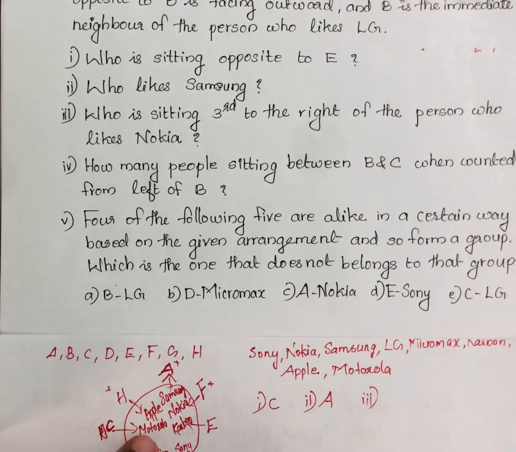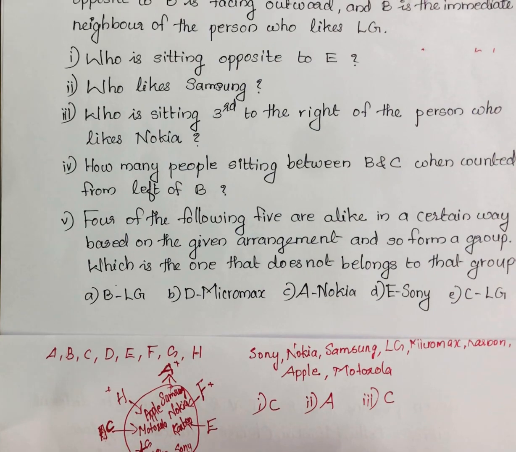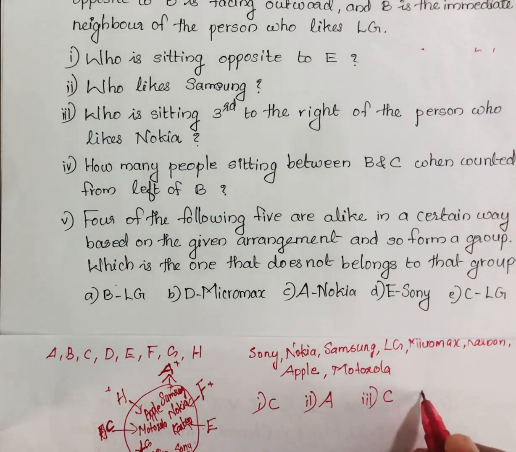Then third question, who is sitting third to the right of the person who likes Nokia? Nokia is F. Who is sitting third to the right of the person who likes Nokia? 1, 2, 3. C is third right of that person. Then how many people are sitting between B and C when counted from the left side of B? B facing outside, left side of B is this side. C is here. So 1, 2, 3, 4, 5. 5 people between B and C.